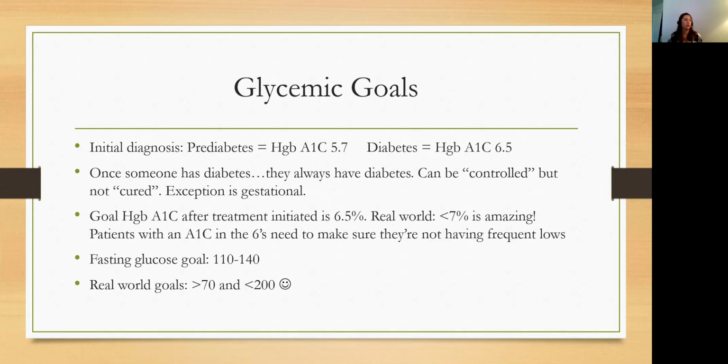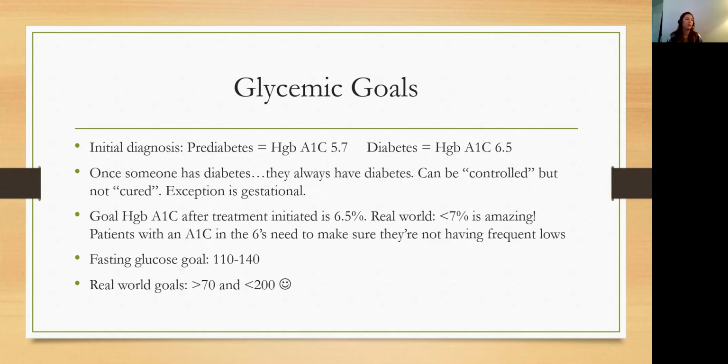And then once you start treatment on these patients, your goal A1C is technically 6.5%. This is hard to achieve. So in the real world, if a patient has an A1C less than 7, you should give them a party because it's a big deal. But you also need to pay attention because if they're on an insulin regimen, and even if they're not, if their A1C is less than 7, you need to make sure they're not having low blood sugars. Sometimes their A1C is like 6.2, but then when you look at their meter download, they're having frequent lows in the 60s and 50s. So you really have to make sure that it's actually good control and it's not just low sugars all the time.